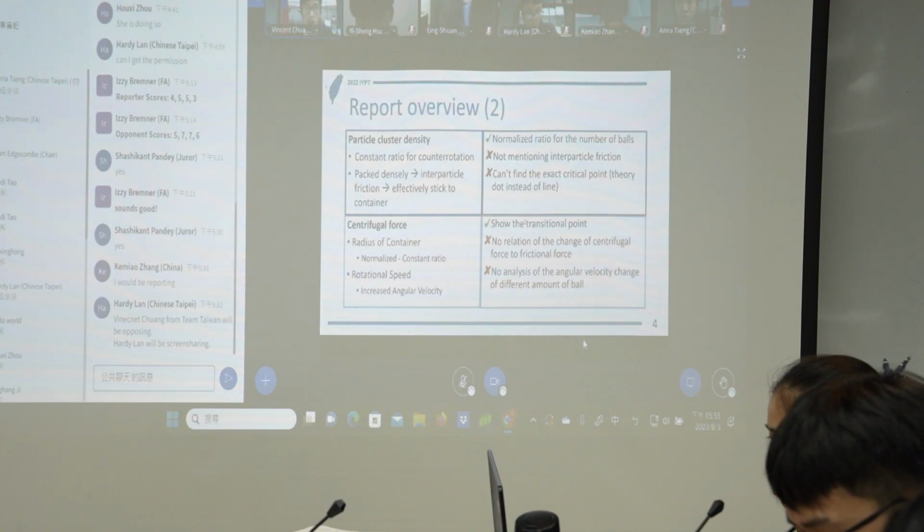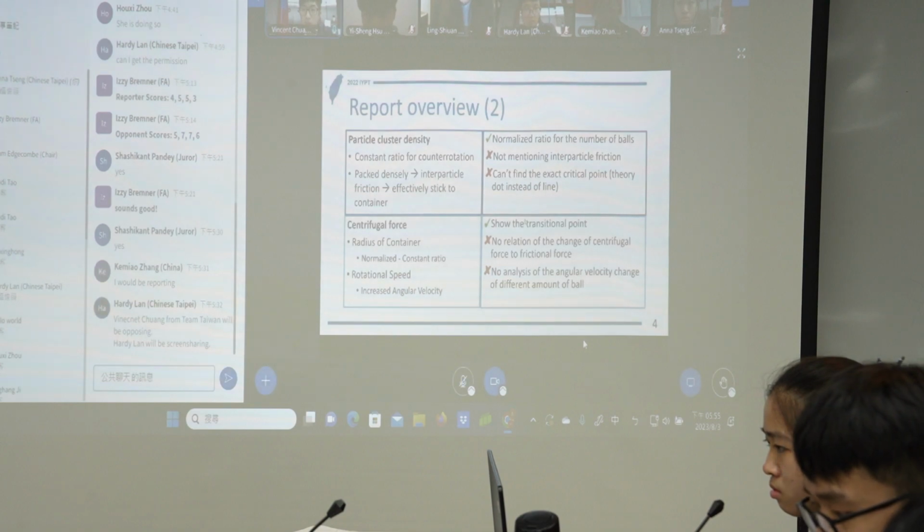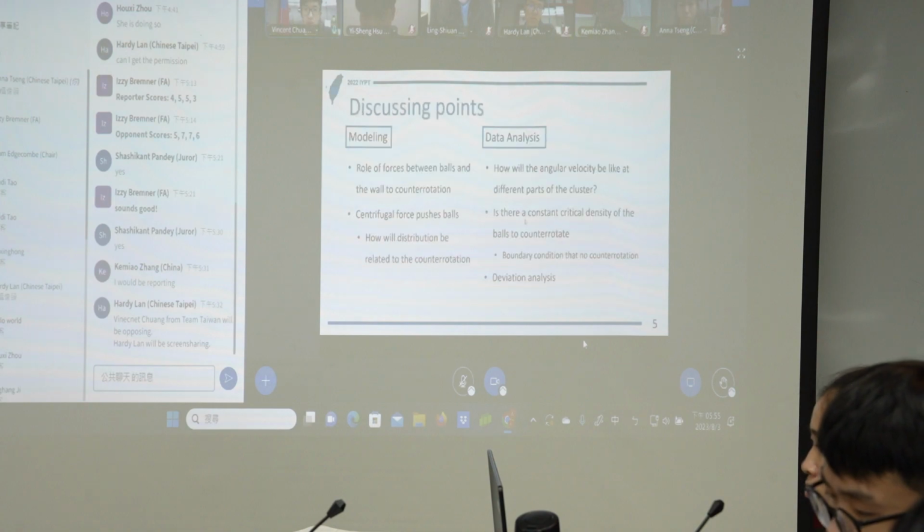Then for the second part of the experiment, they change the radius of the container and also rotational speed. However, I believe in this part they can normalize the phenomenon to see if it has a constant ratio of the density of the balls with different parameters. And they didn't have an analysis of the angular velocity change of different amounts of the balls.